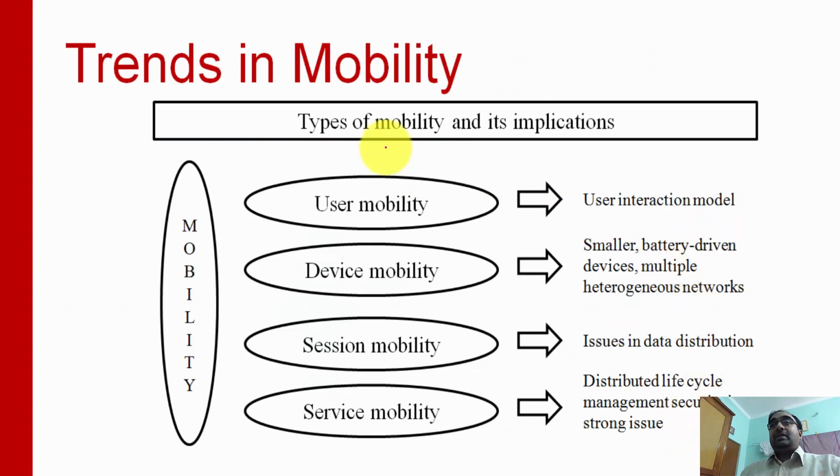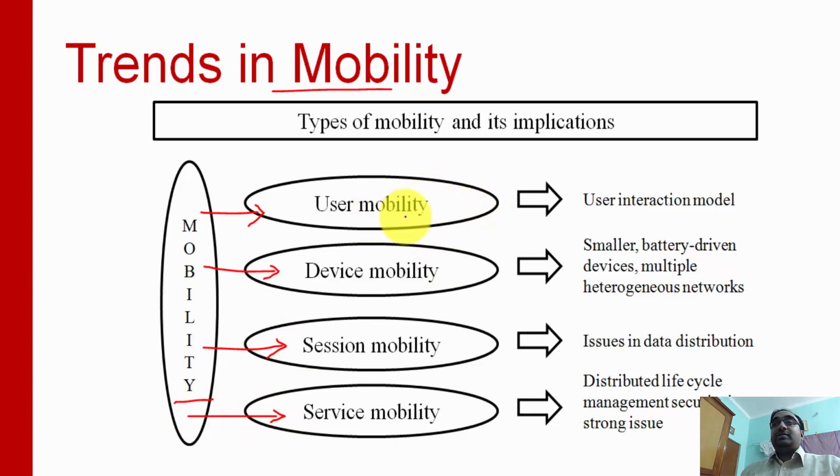Okay, and then we are moving on to the next topic, which is trends in mobility. Okay, so trend means changes or events that take place during a period of time. So when you consider the trends of mobility, there are four types. One is user mobility, device mobility, session mobility, and finally service mobility.